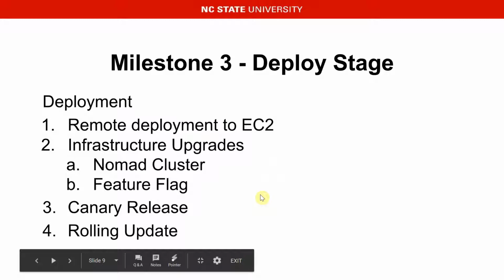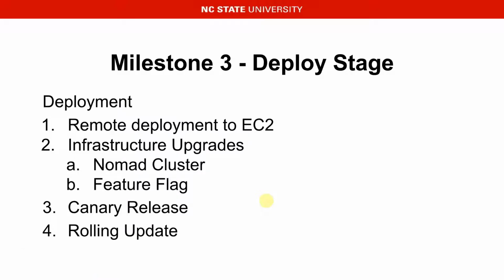Now, in the deploy stage, we automated the deployment to production, that is the EC2 instances. We also created a Nomad cluster and ran a Nomad job on one of the worker nodes. And in case that worker node fails, the job was carried out by other worker nodes. We also implemented feature flag using a Redis master-slave architecture.